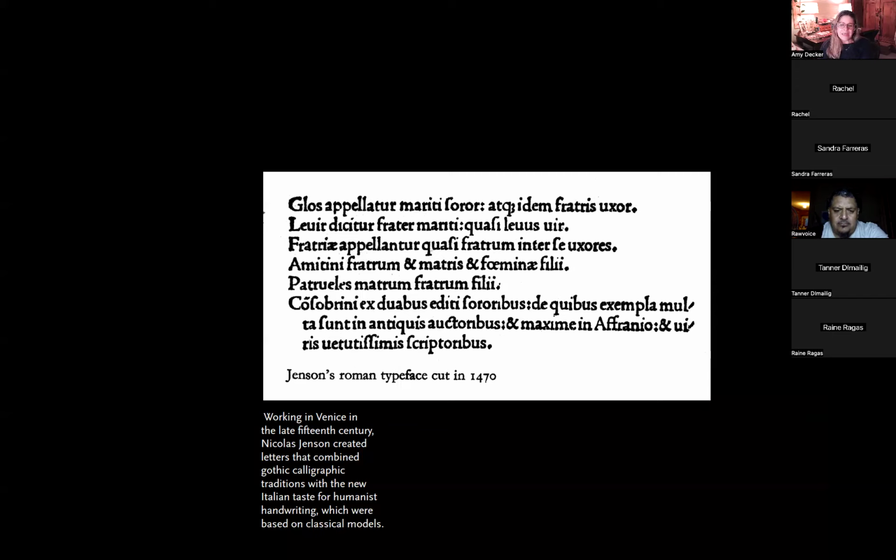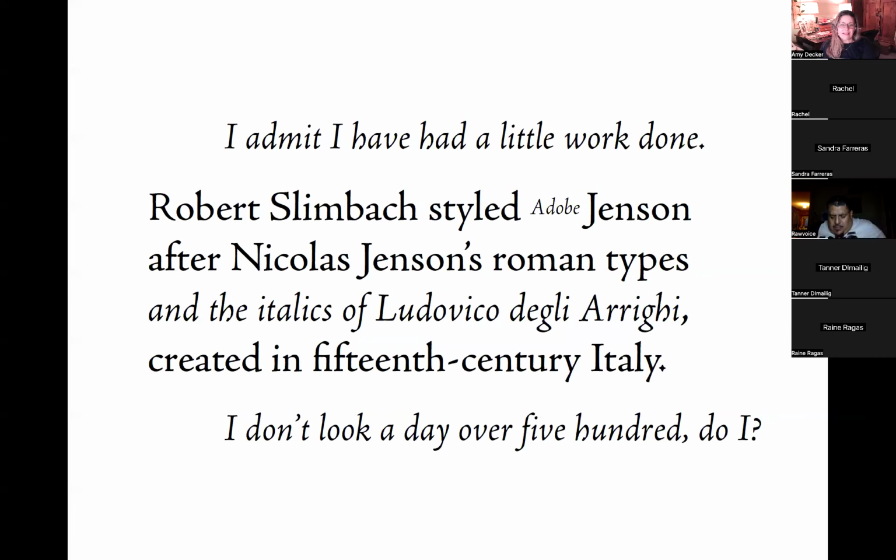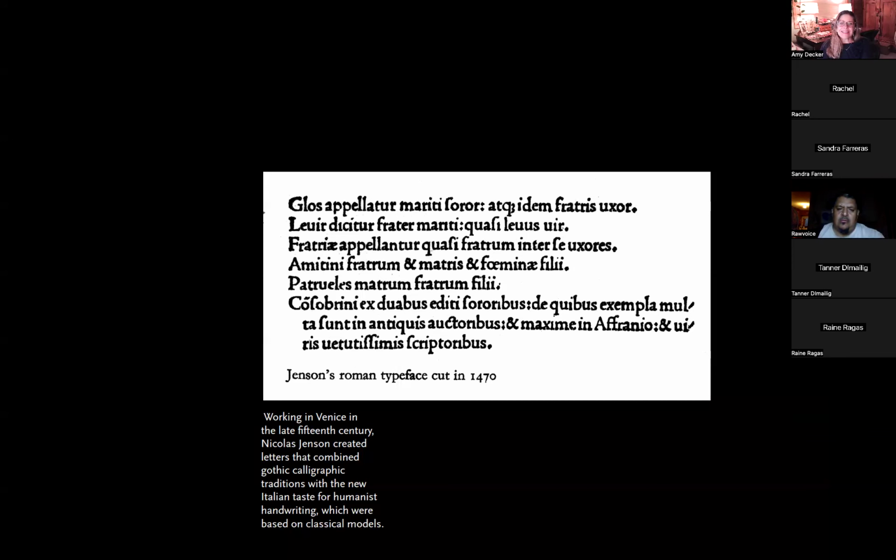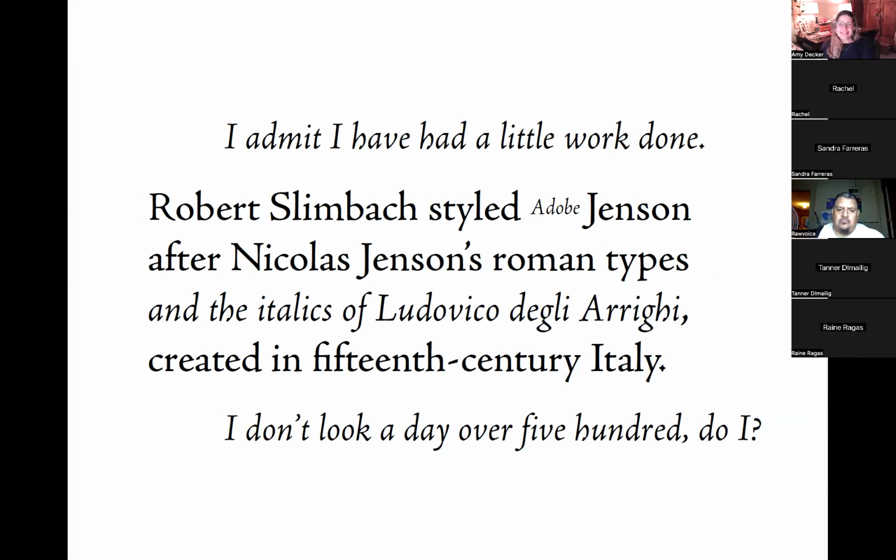This is Jensen's Roman typeface. And here it is in Adobe. Today, we can still get Adobe Jensen. Remember, this was designed in 1470. We are still using it today. It's very popular. So Robert Slimbach styled Adobe Jensen after Nicholas Jensen's Roman typefaces, and the italics of Ludovico degli Arrighi, created in 15th century Italy. That doesn't look a day over 500, does it?